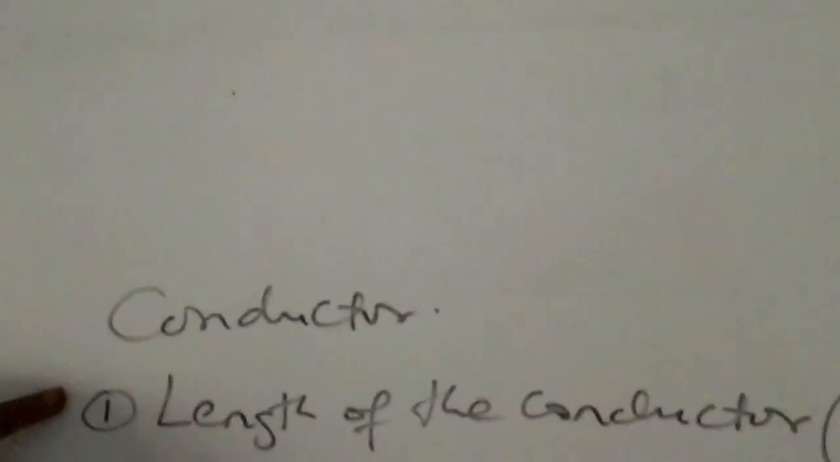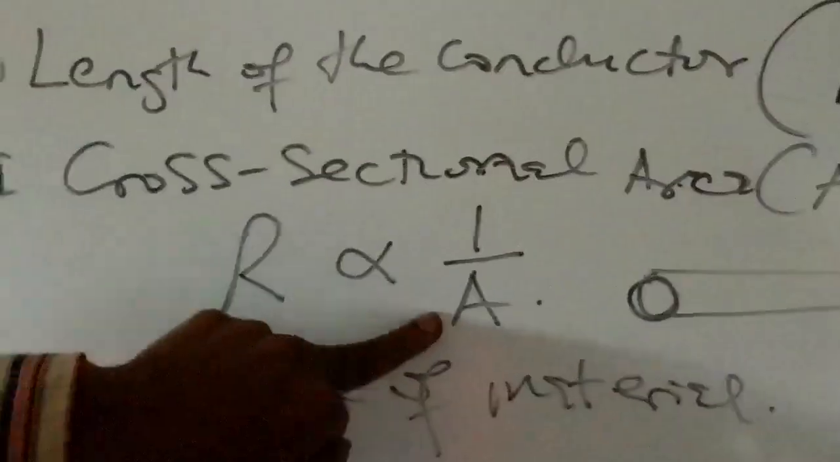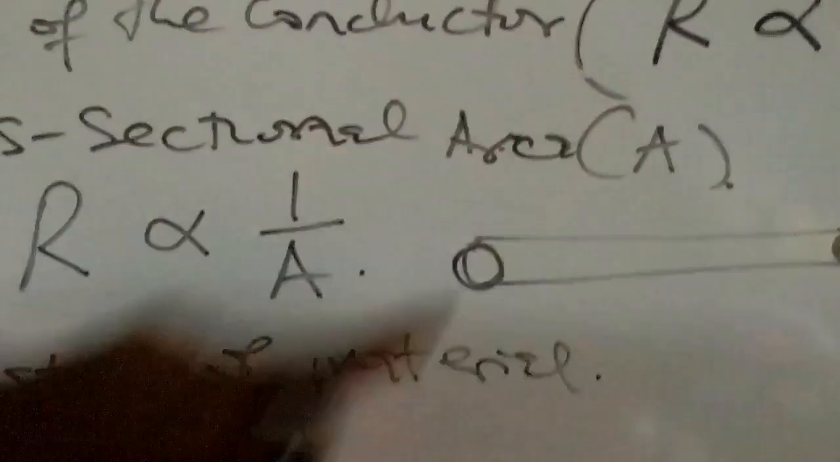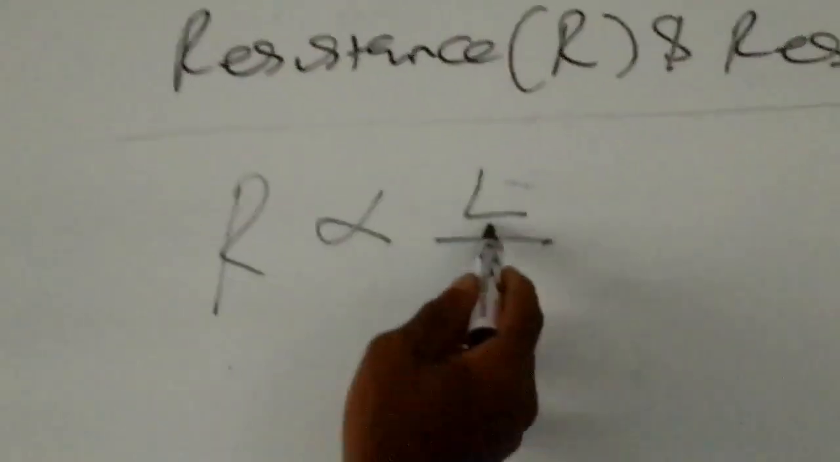Now, having understood the factors governing resistance of a wire, let's look at the first and second parts, length and area. Resistance varies directly as length and inversely as area. If you bring these two expressions together, we now have a variation: resistance varies directly as length and inversely as area.